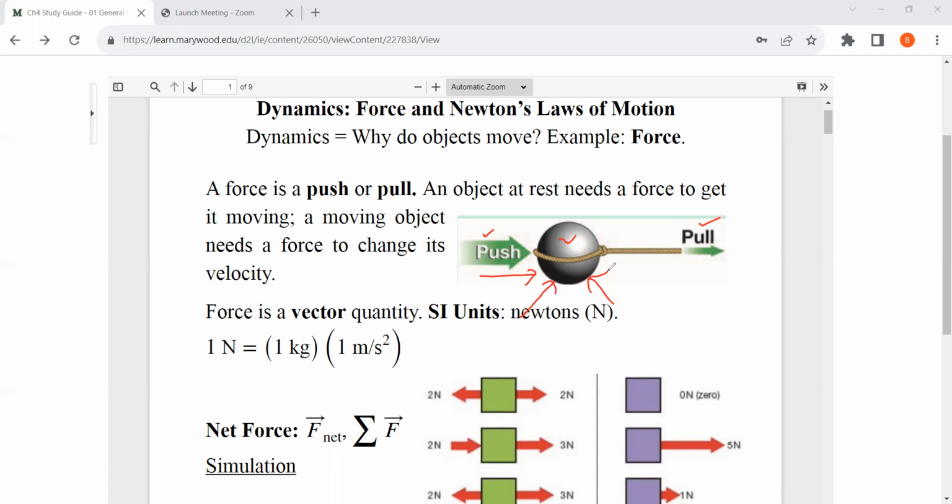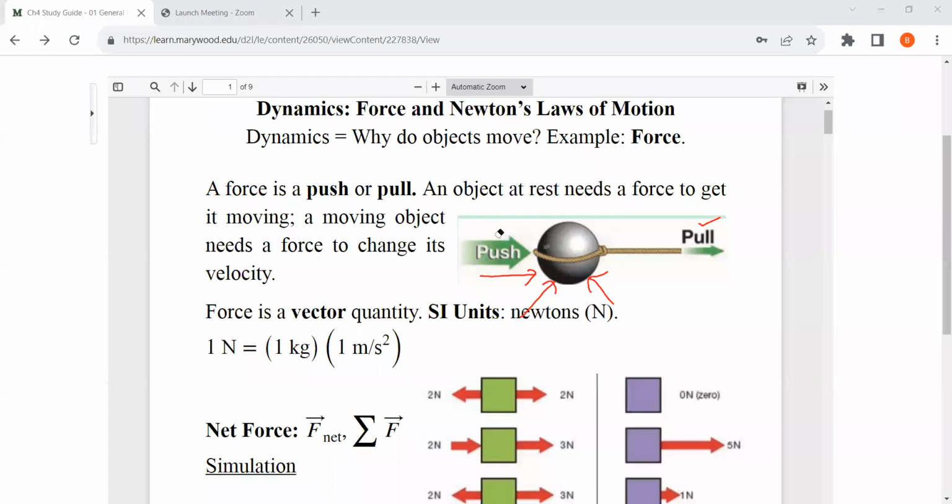If you remember the definition of a vector quantity, to describe a vector quantity we need both magnitude and direction. Here you see that to describe force, magnitude is important, and at the same time the direction is also important. So because the direction is important, force is a vector quantity.